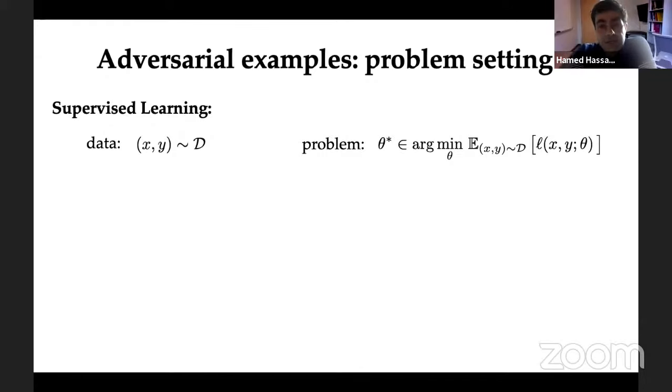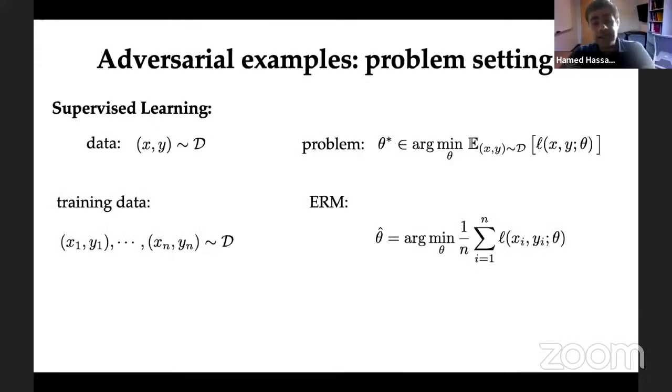So we want to find the best model that has the smallest loss. Here, L stands for the loss, and we want the smallest loss with respect to the distribution that generates the data, in expectation. In other words, we want to minimize the expected error. Now, of course, we don't know the distribution of the data, and typically what we have access to is a data set, so n data points. What we typically do is solve the empirical risk minimization problem, which just replaces the expectation with an empirical sum over all the training data points. And theta hat would be the model that we learn.